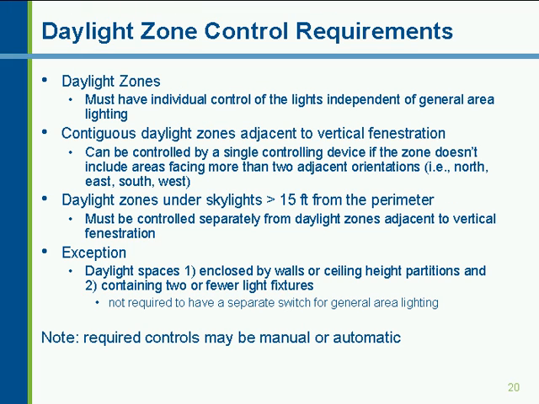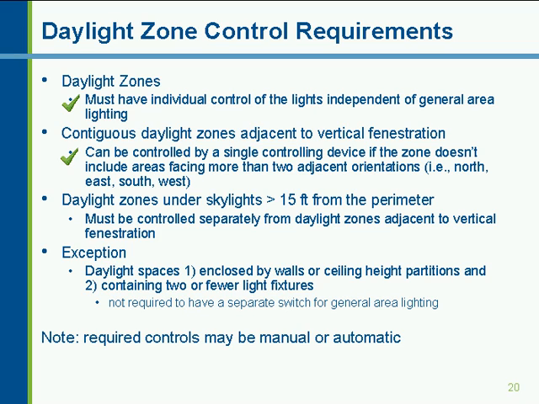The actual requirement for these daylight zones is that you must have individual control of the lights separate from the general lighting, and this allows occupants then to control that lighting and make use of the daylight. There are some special cases if you have contiguous daylight zones adjacent to vertical fenestration. In other words, a row of windows.